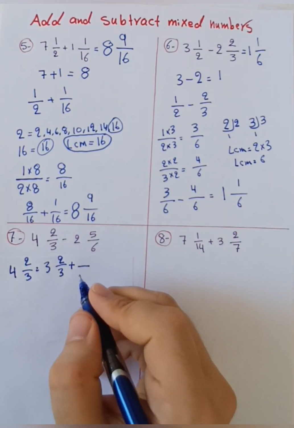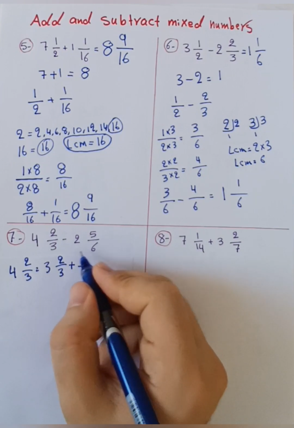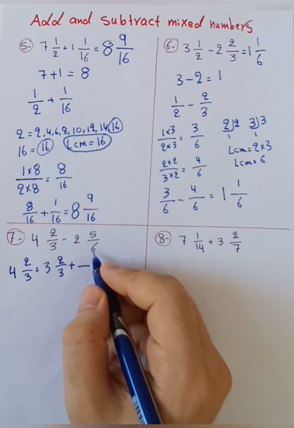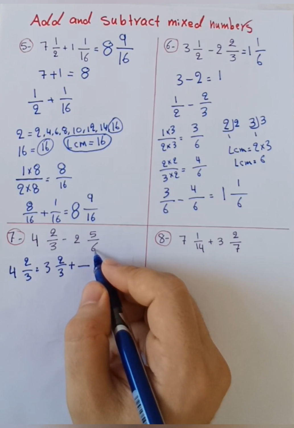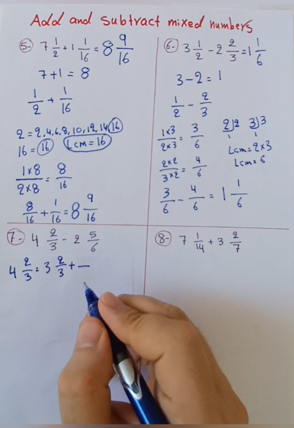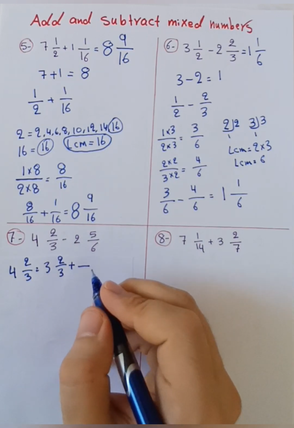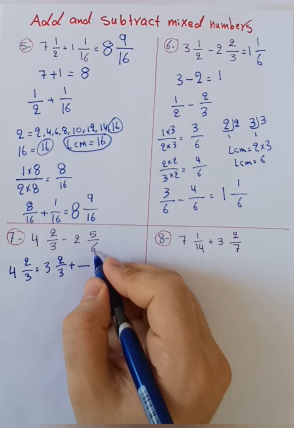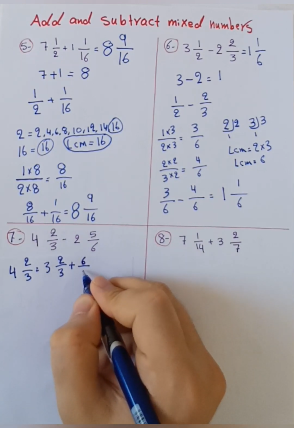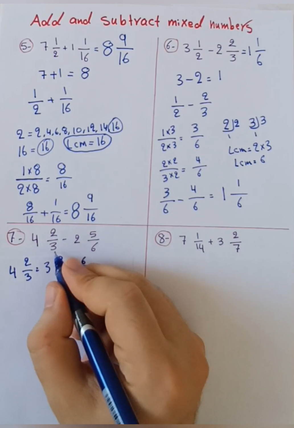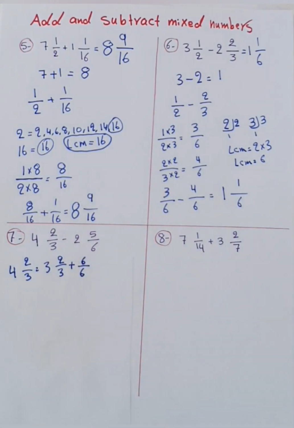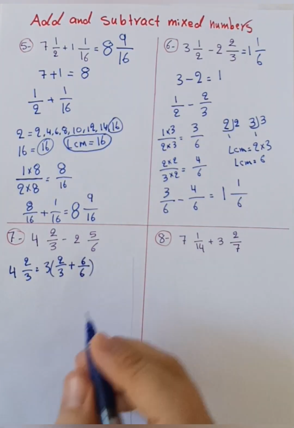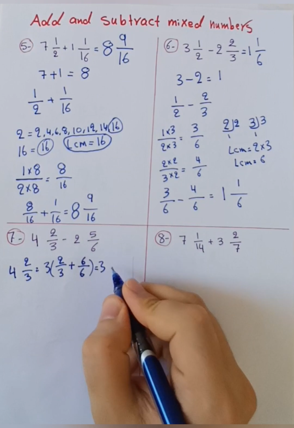For the second fraction, we have to look at the denominators of the fraction. Which one has the greatest denominator? 6 is greater than 3. So we have to make a fraction where the numerator and denominator are the greater denominator. We have to write 6 out of 6 because 6 is greater than 3. And then we have to add these two fractions. The whole number is 3.